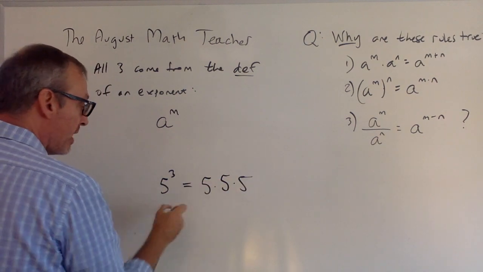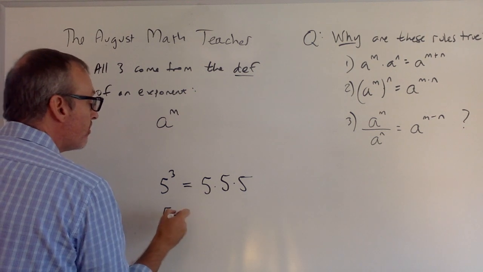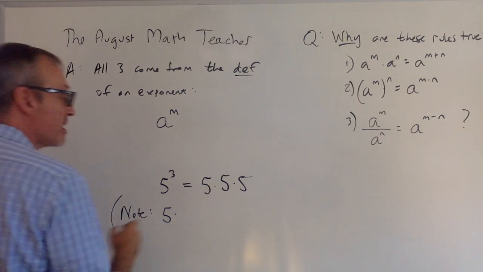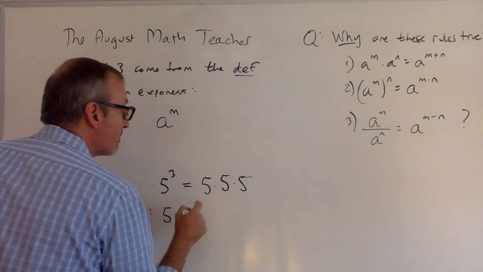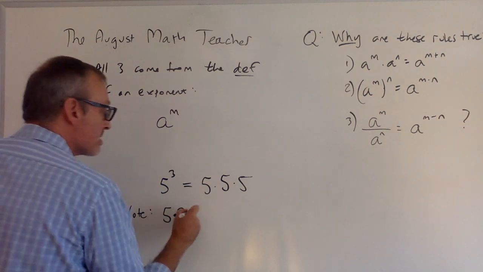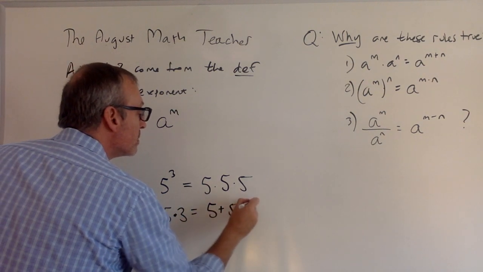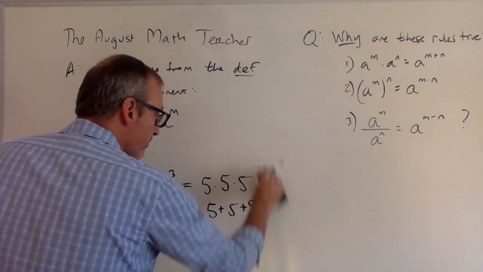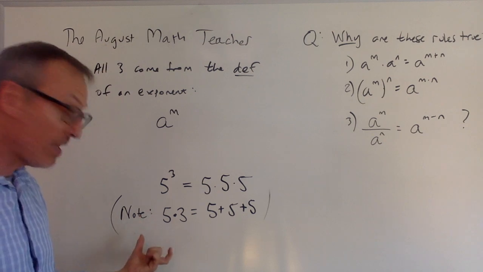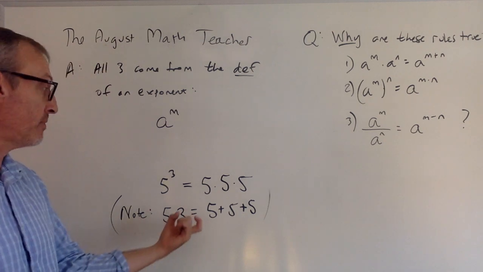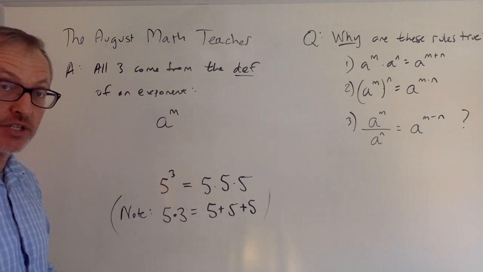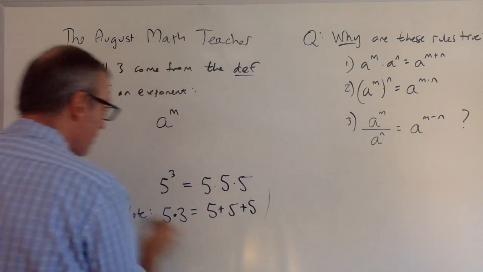It's not added, by the way. It's a common misunderstanding. I'll just say note. It is a common misunderstanding to think that it might be 5 plus 5 plus 5. But that's actually what 5 times 3 means. So just notice that 5 to the third and 5 times 3 do have strong similarities. Both of them involve 3 5s, but one of them is multiplication, the other is addition. Make sure you really pay attention to that difference.